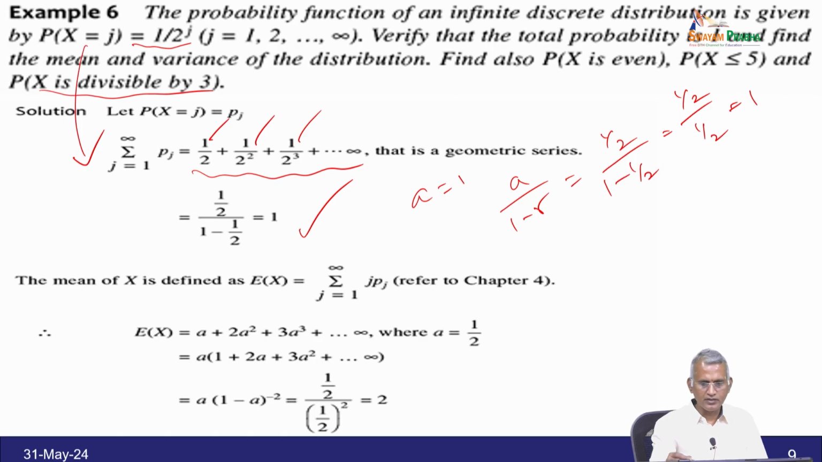to infinity j into p of x, as also discussed in the chapter. So, expectation of x is equal to, simply you put j equal to 1, therefore 1 into p1, 2 into p2 and so on. Therefore, the corresponding probabilities here are a, a square, a cube and so on. Therefore, a, 2a square, 3a cube and so on to infinity will come in the series for expectation of x. Here a equal to 1 by 2. Therefore, the series will be a into 1 plus 2a plus 3a square and so on.